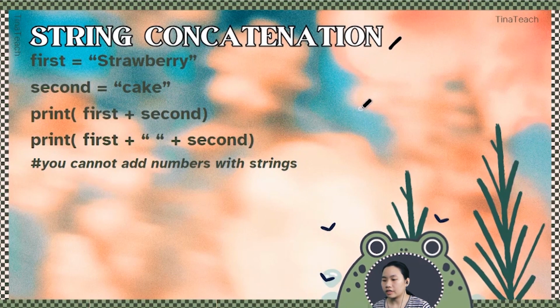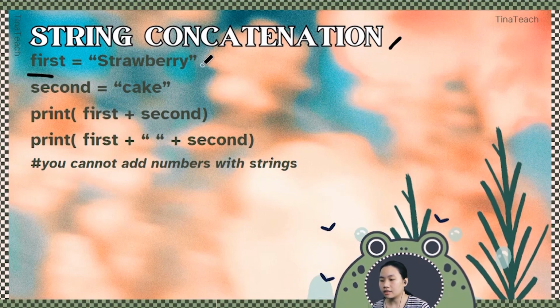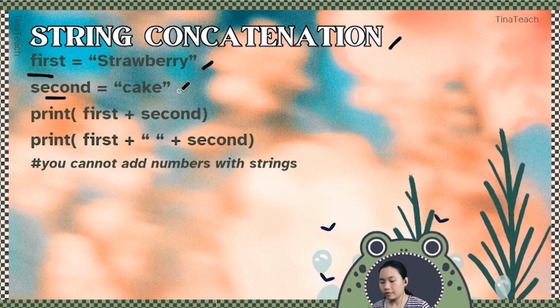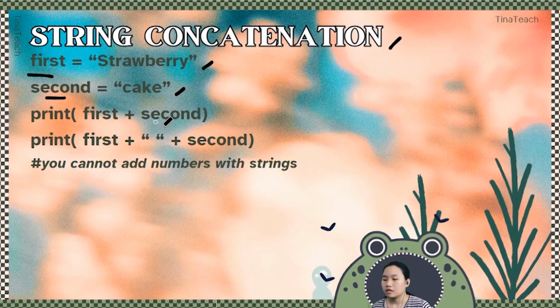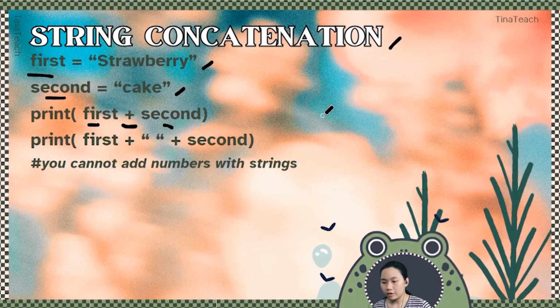So first we have string concatenation. I have a variable called first over here, and it has the string value of strawberry. The second variable has the string value of cake. Now I want to combine the two, so I would use the add symbol, which is the concatenation symbol. I would add the first and the second variable.